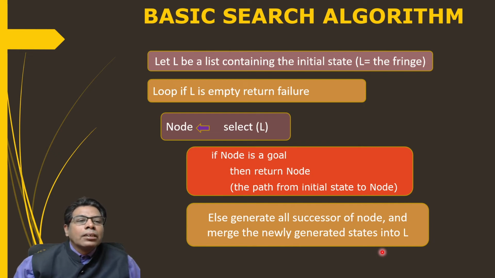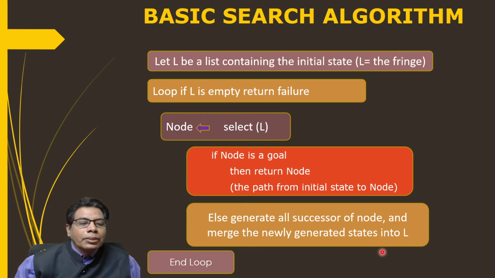So that will be put into the fringe. New successor nodes, they will put in one by one into the fringe. And lastly, we end the loop. This is the basic search algorithm. So that will be taken, and we'll discuss the different algorithms with the help of this.